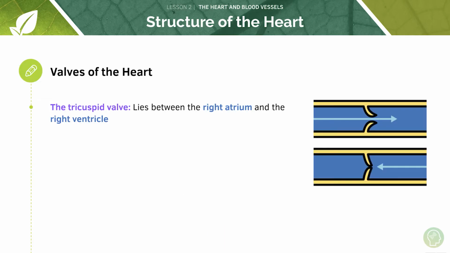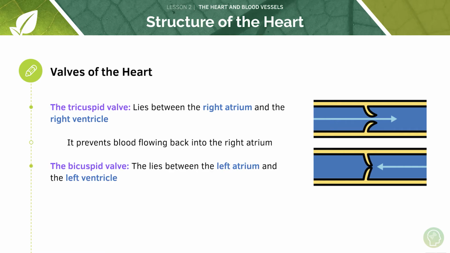So the tricuspid valve lies between the right atrium and the right ventricle. And so it's responsible for preventing blood flowing back from the right ventricle into the atrium. And the bicuspid valve does the same function but on the left side. So it prevents blood flowing back into the left atrium.